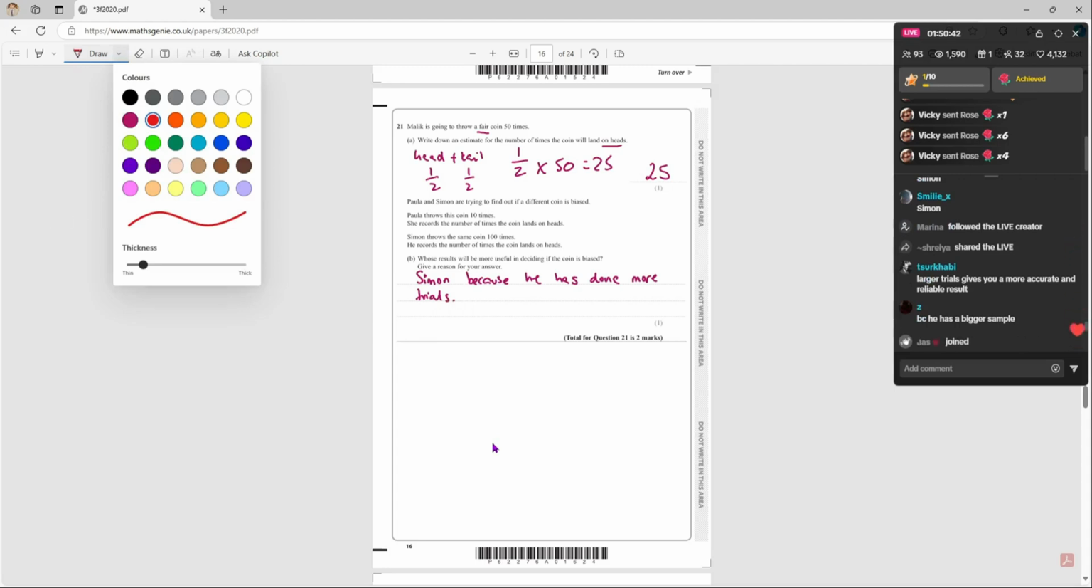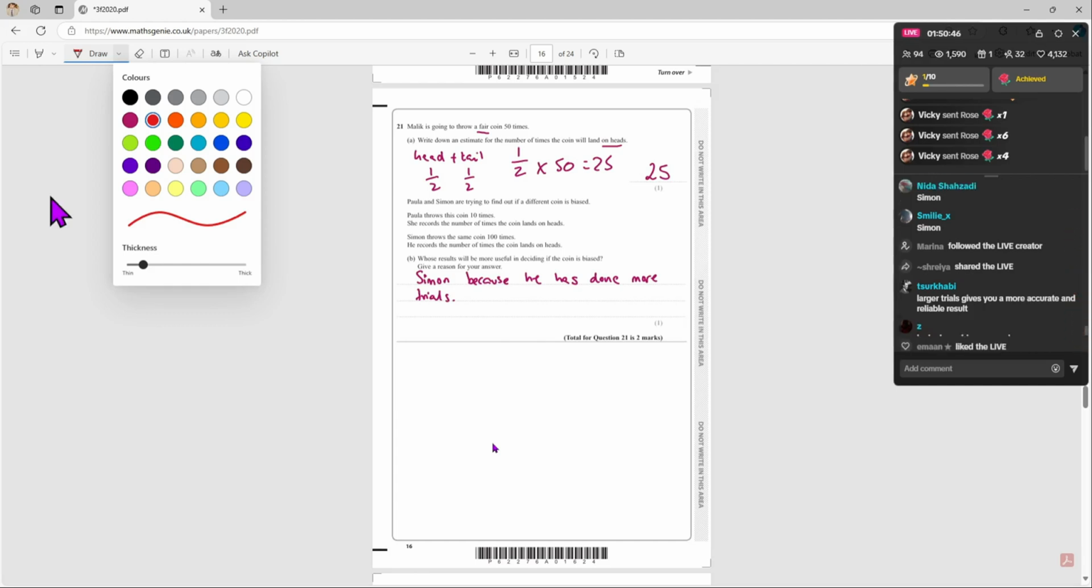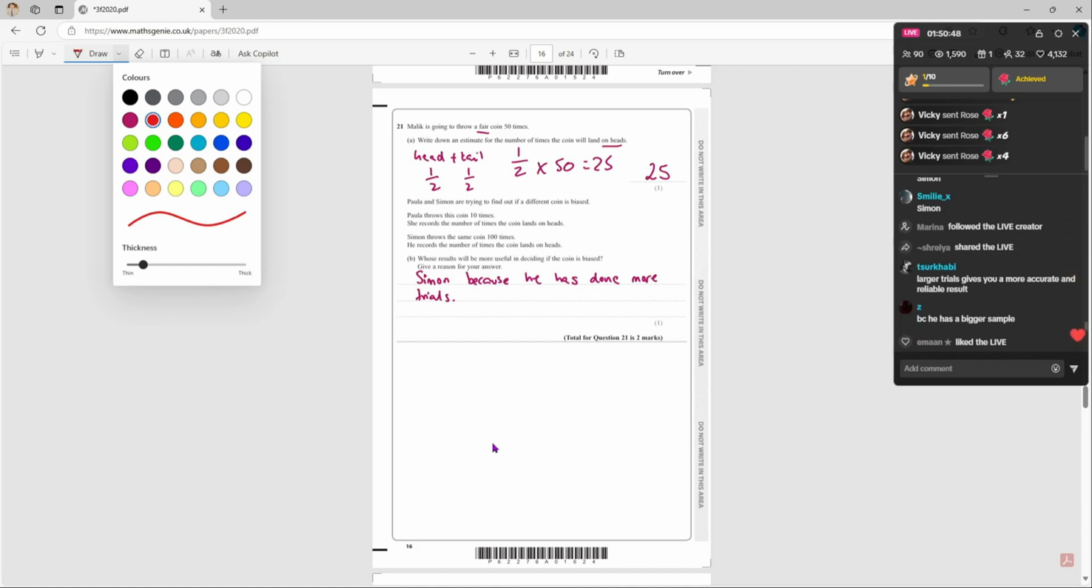Yeah, you can write any one of them, but it doesn't have to be that. It's more accurate because he has done more trials, or because he has a bigger results table, whatever. Just write something along those lines and you will get it correct.